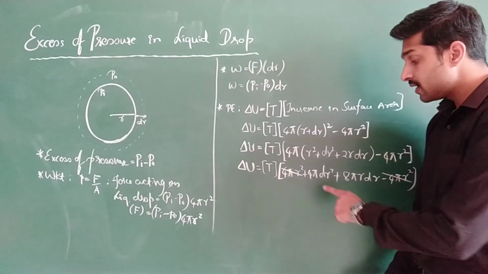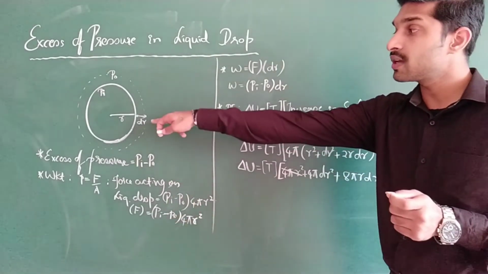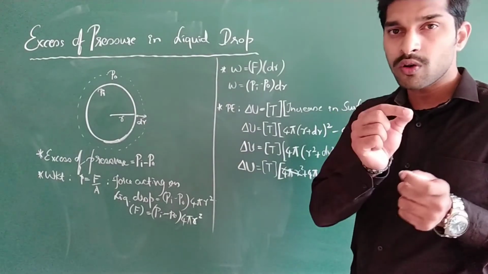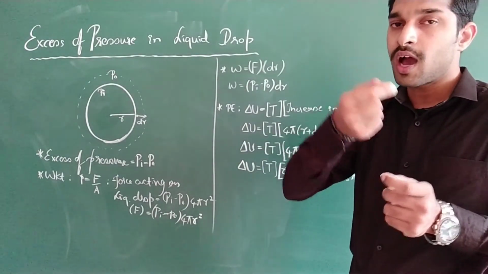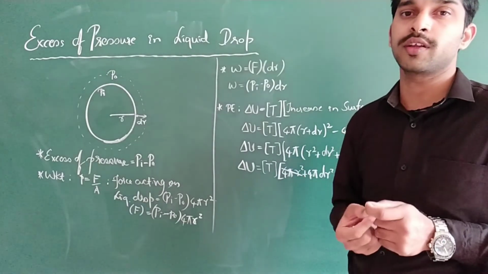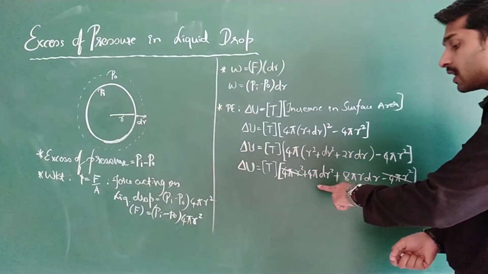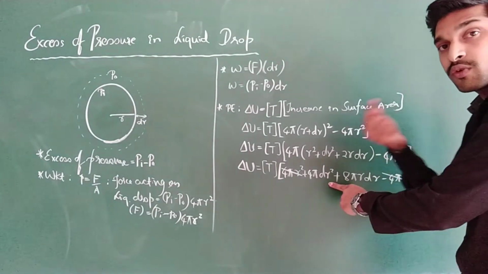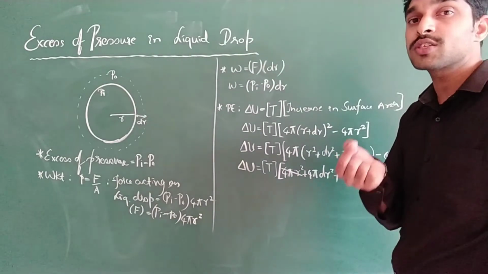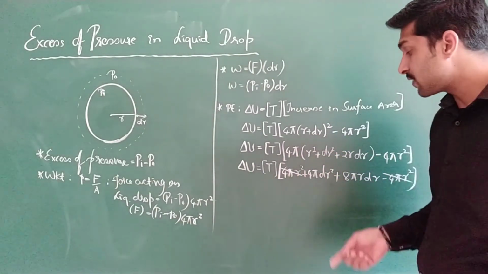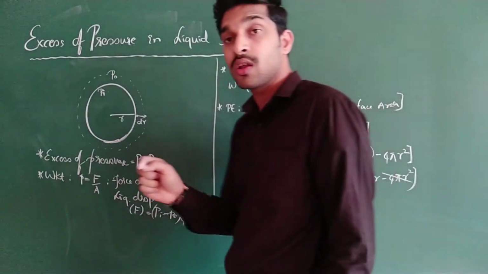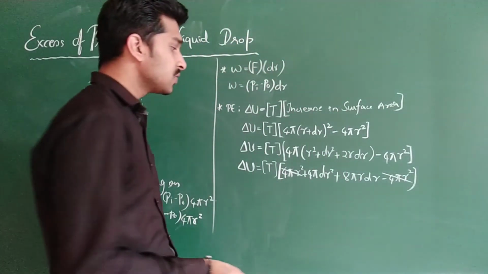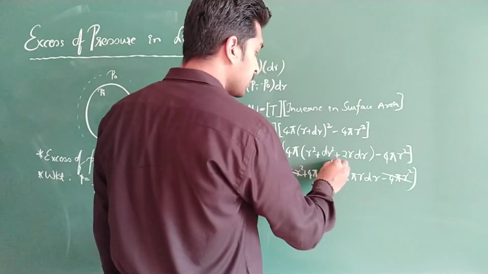Listen, dr is a very small quantity. Here the increase in that radius is nothing but a very small quantity. So if you are squaring a small quantity, again you are going to get a very small quantity. Clear? So dr itself is a small quantity. If you are squaring that small quantity, dr square, again you are going to get a very small quantity. So that's why, as dr is small, the dr square term can be neglected. Clear? So as dr is small, this complete term can be neglected.